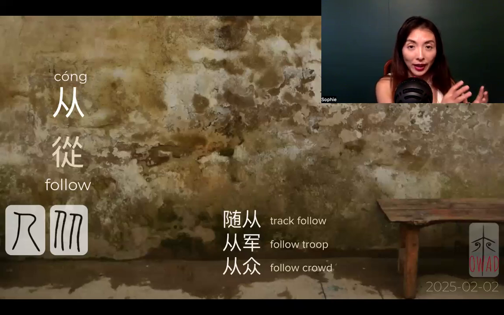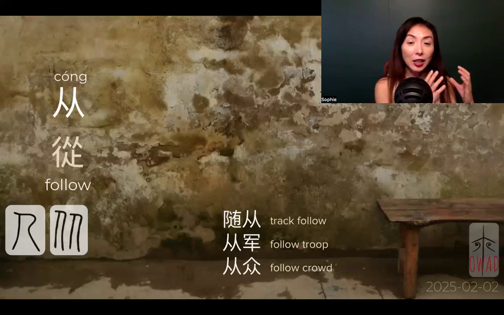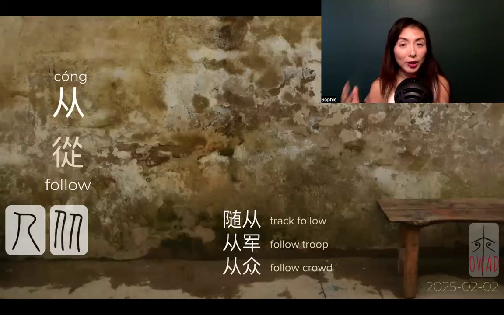随 is more like tracking. Even if the object you are following is not in your vision, based on the tracks you can still follow that animal, right? This is a human following an animal. That's 随. And human following human, that's 从. That's follow.